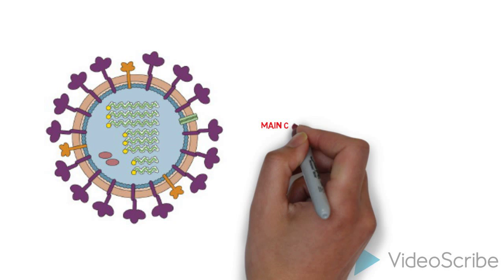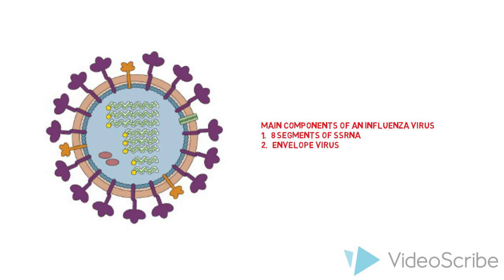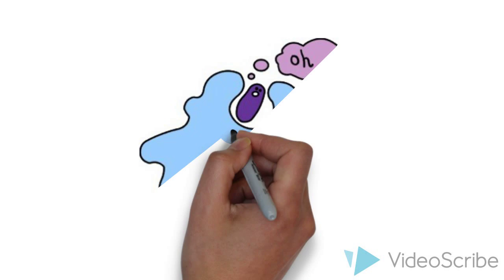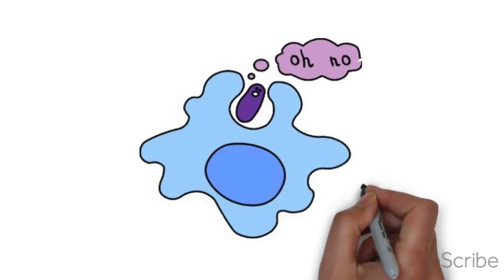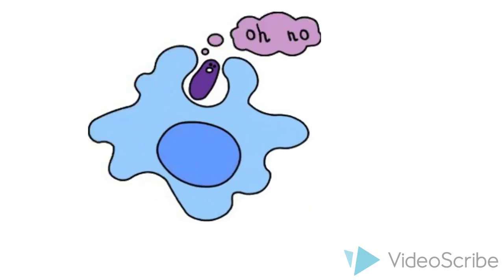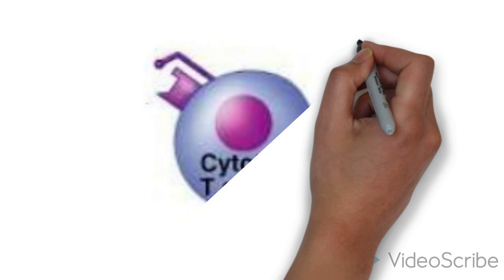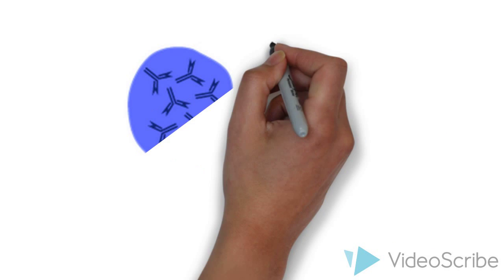It is an enveloped virus that contains 8 single-stranded RNA segments, which are important molecules in the detection of virus. There are many immune cells involved in the response mounted against the virus. We have our phagocytes, especially the dendritic cells that phagocytose the influenza virus and help in antigen presentation. We also have T cells, particularly the cytotoxic T lymphocytes, which kill virally infected cells.